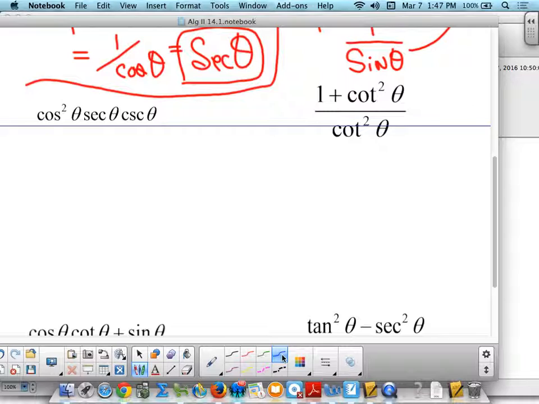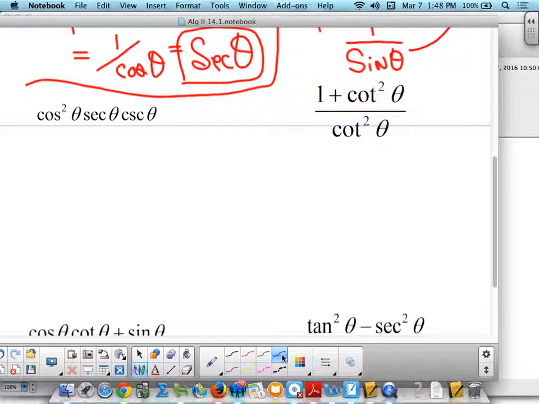I know, but here's the deal. Secant theta is 1 over cosine. And it says times cotangent, so you have to say times. Don't turn it into cotangent unless it says that. You're changing the problem, and you can't do that. Okay? All right. Cosine squared times secant theta times cosecant theta.